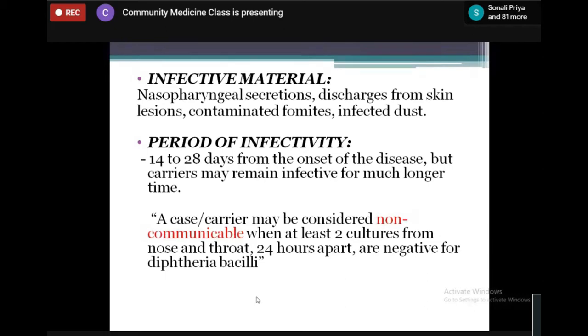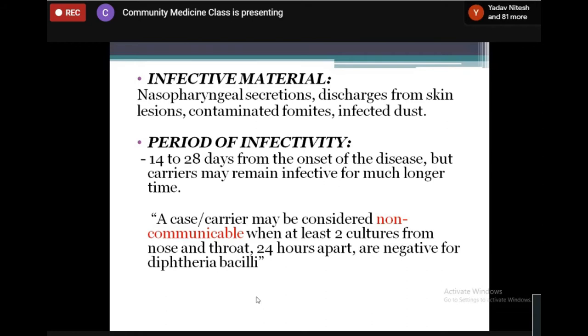And the period of infectivity is 14 to 28 days from the onset of disease. So once the disease has started, from that day up to 14 to 28 days, the person can transmit the disease to other healthy persons, but carriers may remain infective for much longer. So 14 to 28 days is for the cases who develop frank signs and symptoms. I'll be discussing the signs and symptoms in my next slide. But carriers who do not show any signs and symptoms may remain infected for much longer, for weeks, even months.